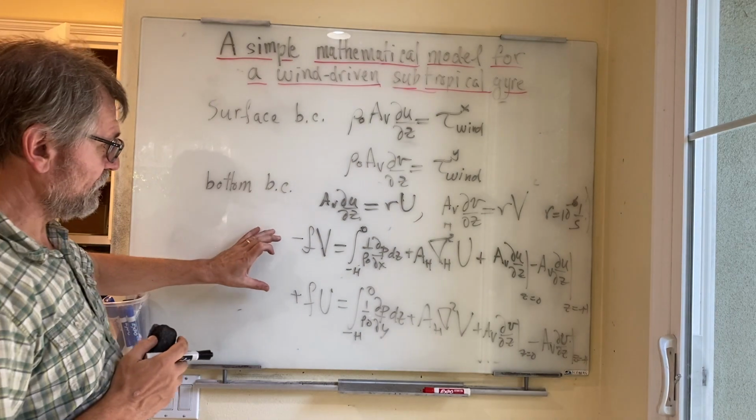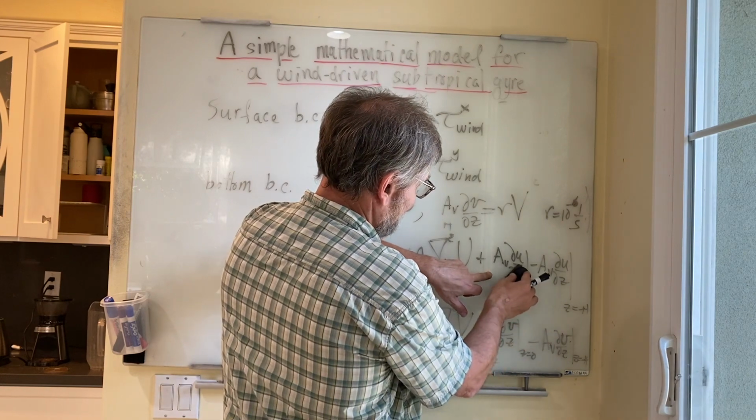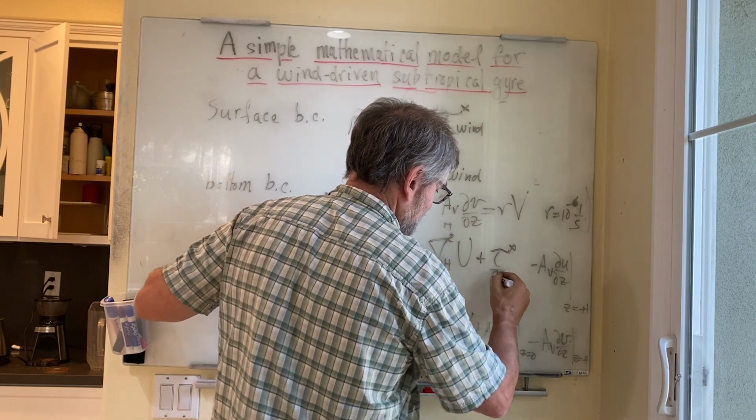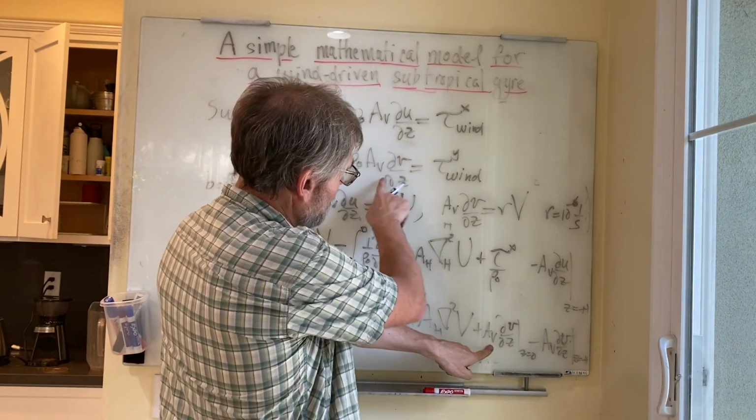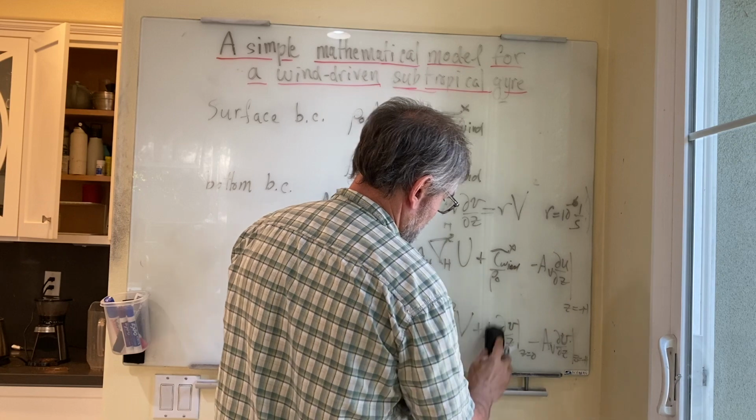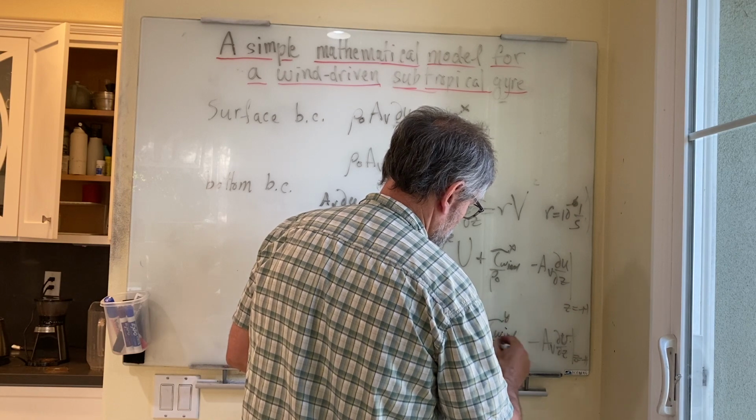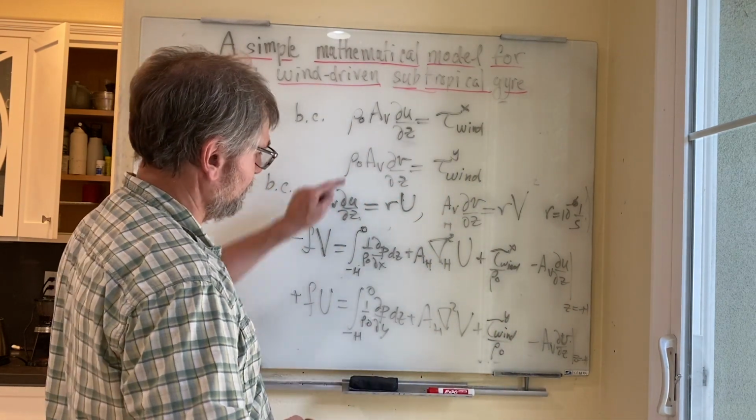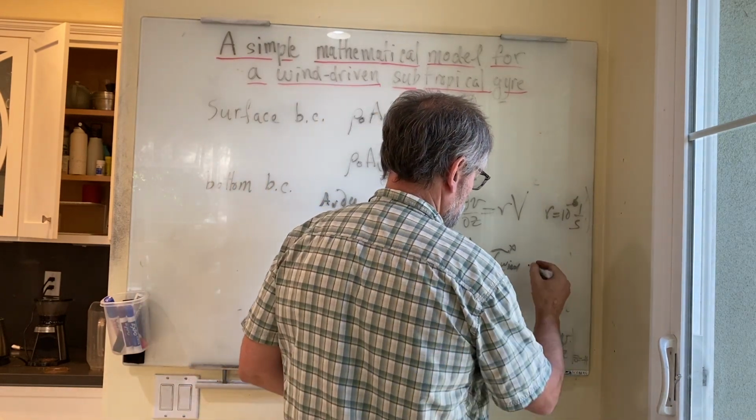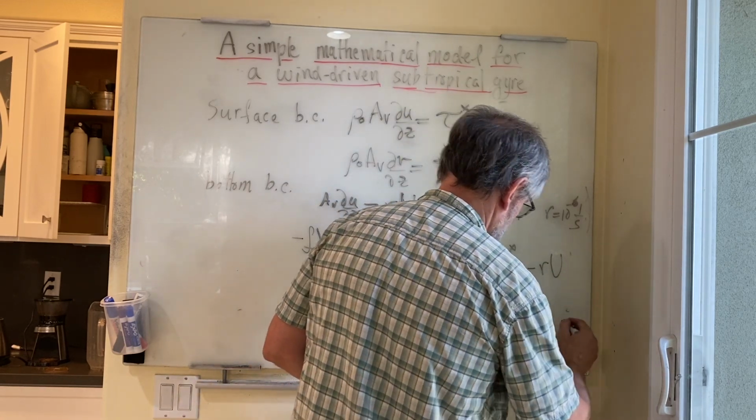Okay, so if I do those, then I can now replace here the surface wind stress. So I will just put in tau x wind divided by rho naught. And same thing for this one, using this equation, tau y wind. And same thing here, tau y wind divided by rho naught, using this equation. And then at the bottom, this just becomes minus r times U. And this one just becomes minus r times V.